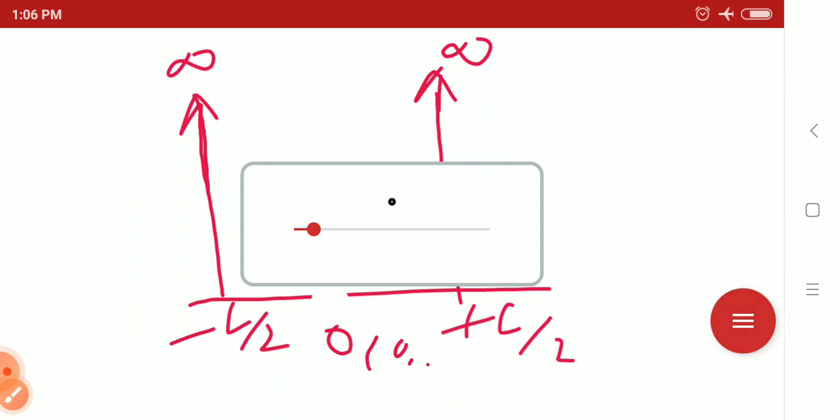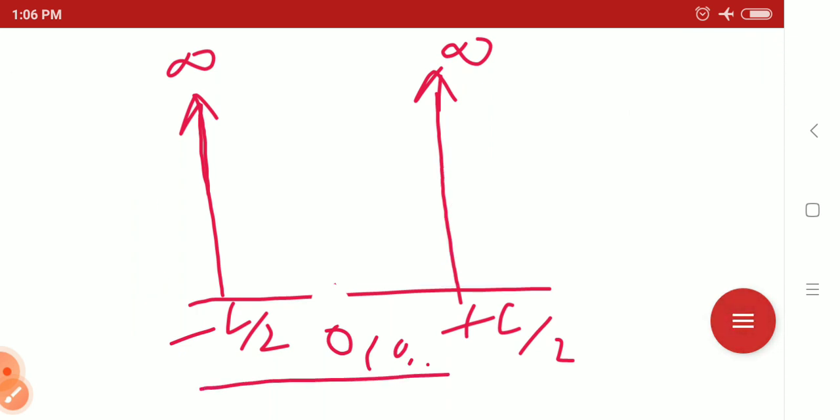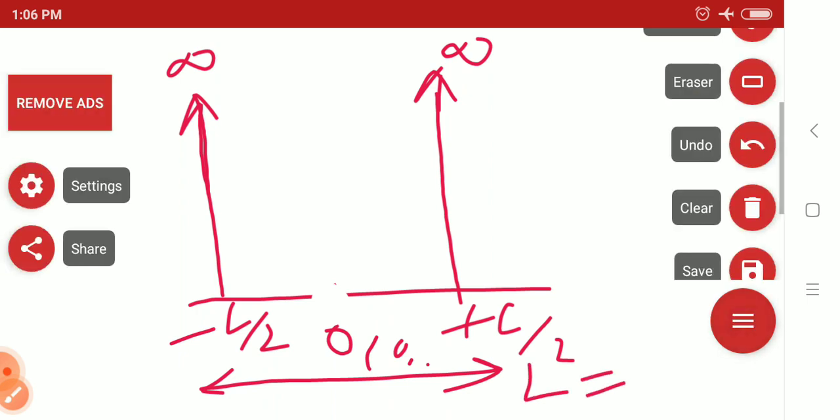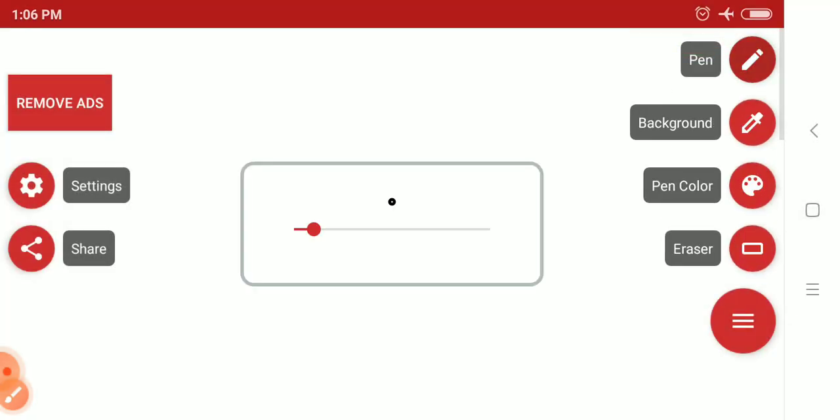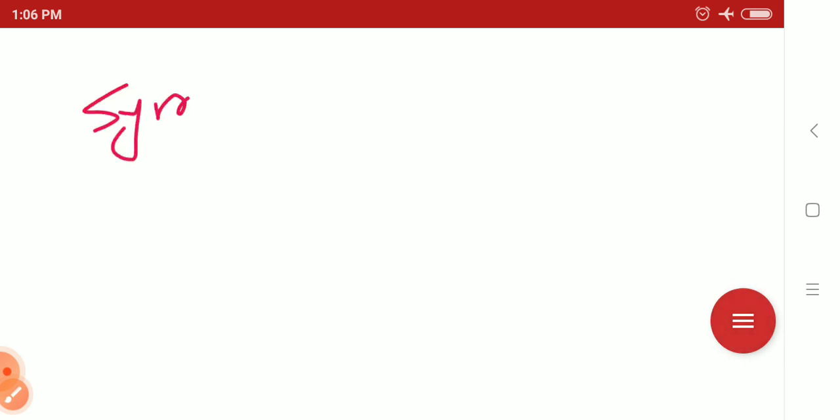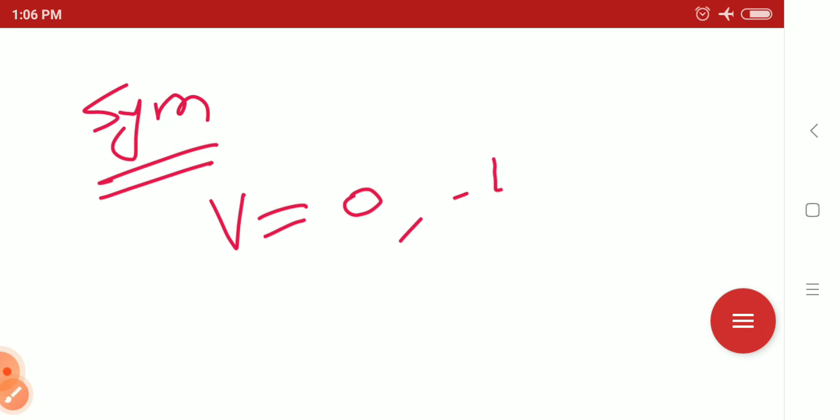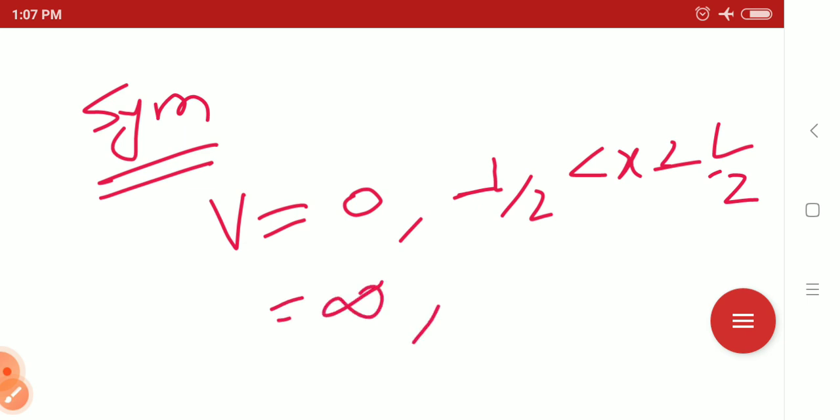So this is a symmetric potential, a symmetric infinite square well potential. But the length is the same. But what will the potential be in the case of a symmetric potential well? The potential will be V equals 0 for minus L by 2 less than x less than plus L by 2, and infinite otherwise. It is very much important.